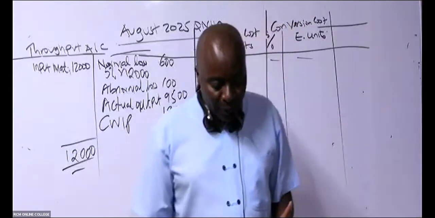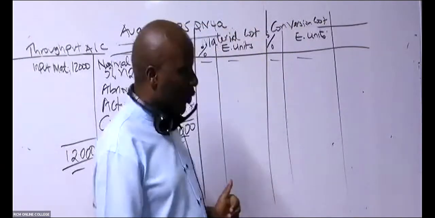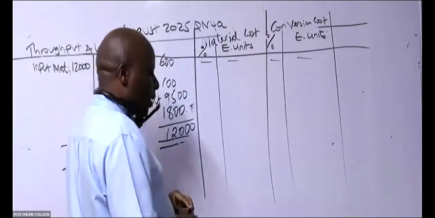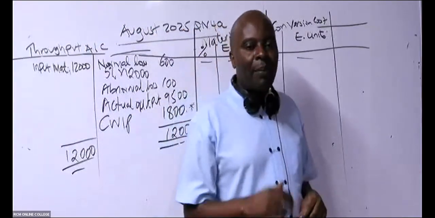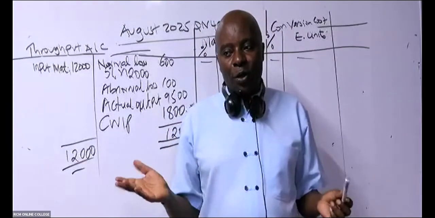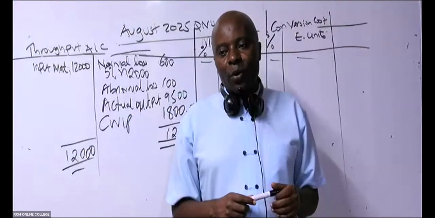Now we go, ladies and gentlemen, to abnormal loss. Abnormal loss has been given. Now remember, in this question, they have not told us about the degrees of completion of abnormal loss. They haven't told us. So in that case here, what shall we do?